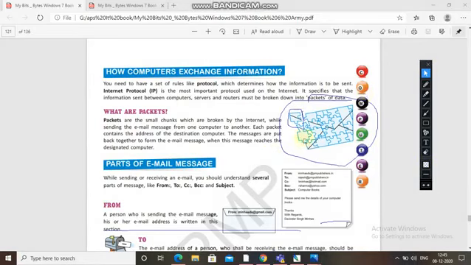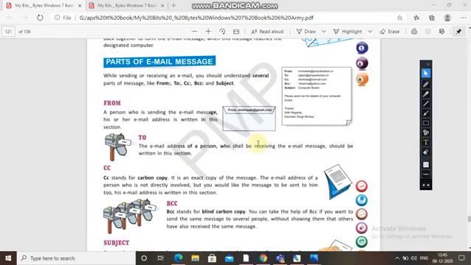Now if we talk about the parts of an email message, while sending or receiving an email, you should understand several parts of the message: from, to, CC, BCC and subject. These 5 things are involved when you are sending. So from is your address, to is whom you are sending, CC is carbon copy, BCC is blind carbon copy, and subject means what the letter is about.